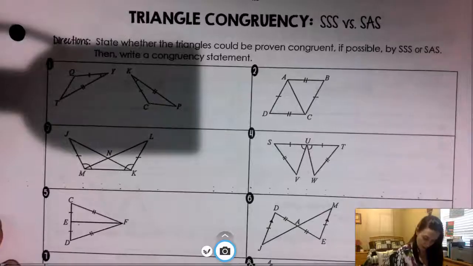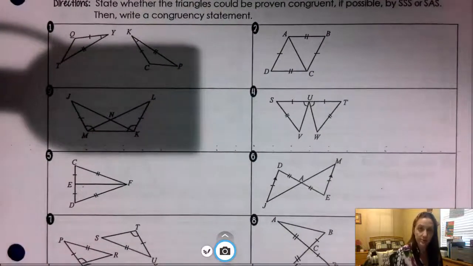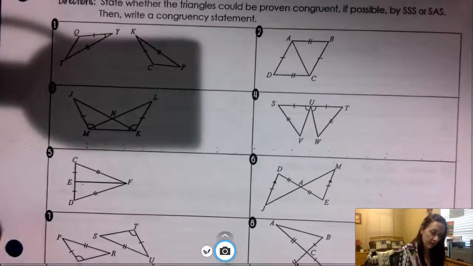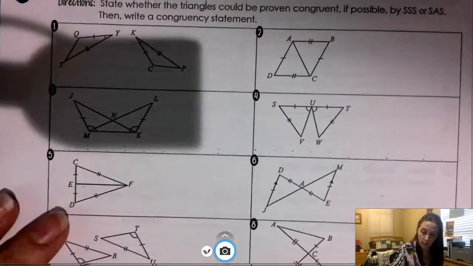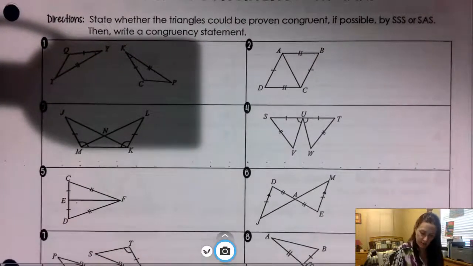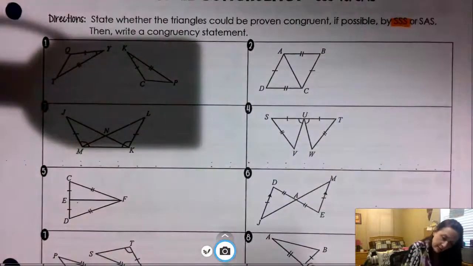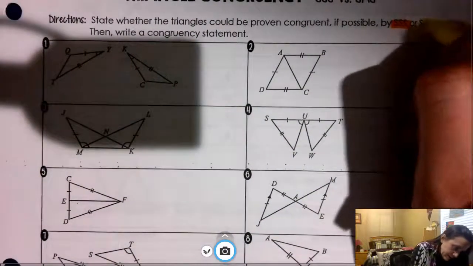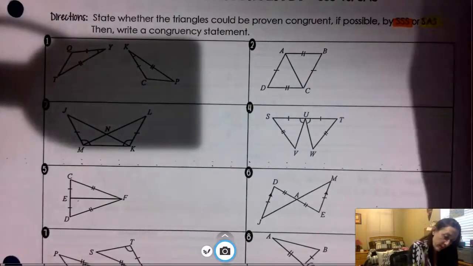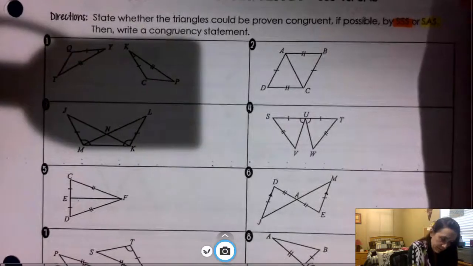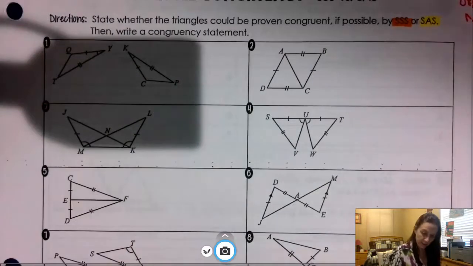Okay, so for these 8 problems on page 144, I'm going to ask if you can write the congruence statement. State whether the triangles could be proven congruent by either SSS or SAS. These are the only 2 we know right now. Or you can say that they are not congruent. So you need to decide that and write the congruence statement.